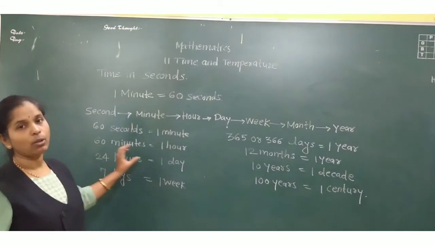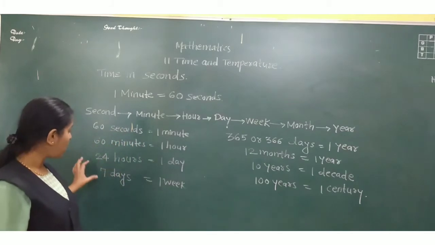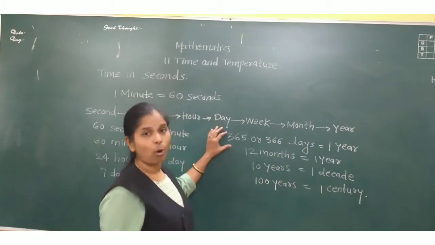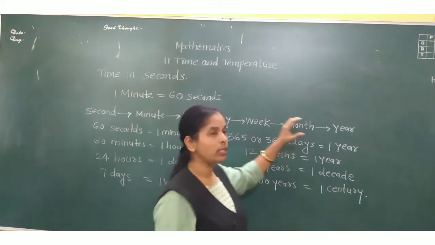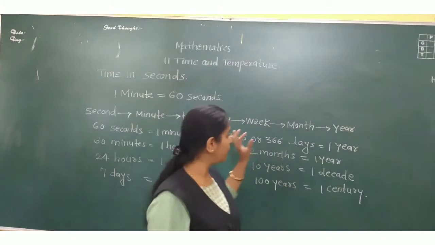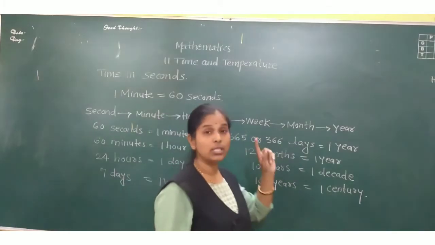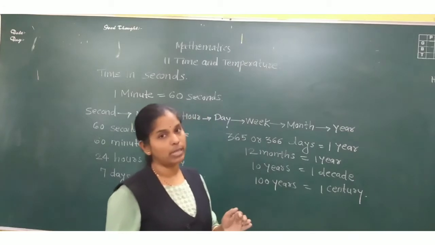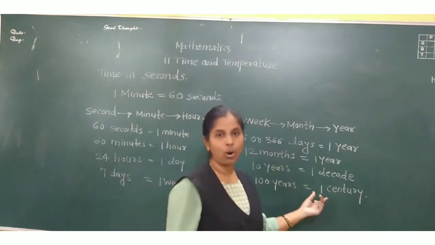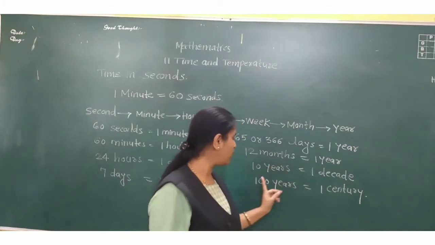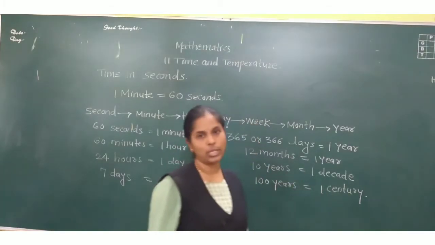24 hours make 1 day. 7 days make 1 week. 365 days make 1 year. 12 months also make 1 year. 10 years together is called a decade. 100 years is called 1 century. Okay? 10 years means 1 decade. 100 years means 1 century.